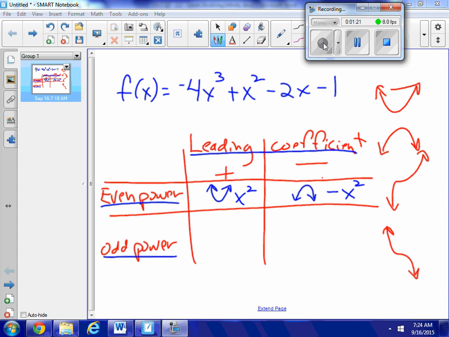So this is like the graph of x squared, and this is like the graph of negative x squared. And if it's an odd power and I have a positive leading coefficient, the graph is going to look like this. It's going to be down, up, similar to the graph of x cubed. And if it's a negative leading coefficient, it's going to be up, down, up on the left, down on the right, and that's like the graph of negative x cubed. So you might want to take a little screenshot of this before I erase it. We're going to get into it a little bit more detailed right now.